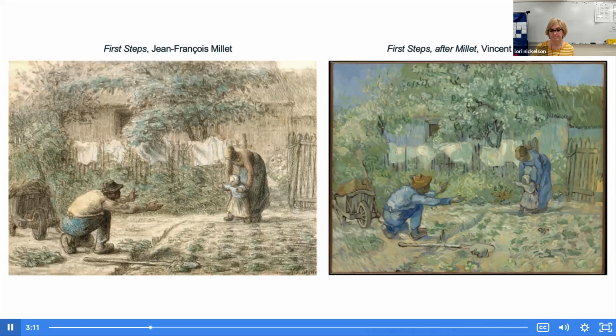Mm-hmm. You may have noticed that both Van Gogh and Millet use blue on the people. That makes the people stand out. Both artists use blue in the people's clothing. So we've noticed that both artists use color to draw attention to the family in the artwork. So I wonder if these pieces of art are telling me that family is important.